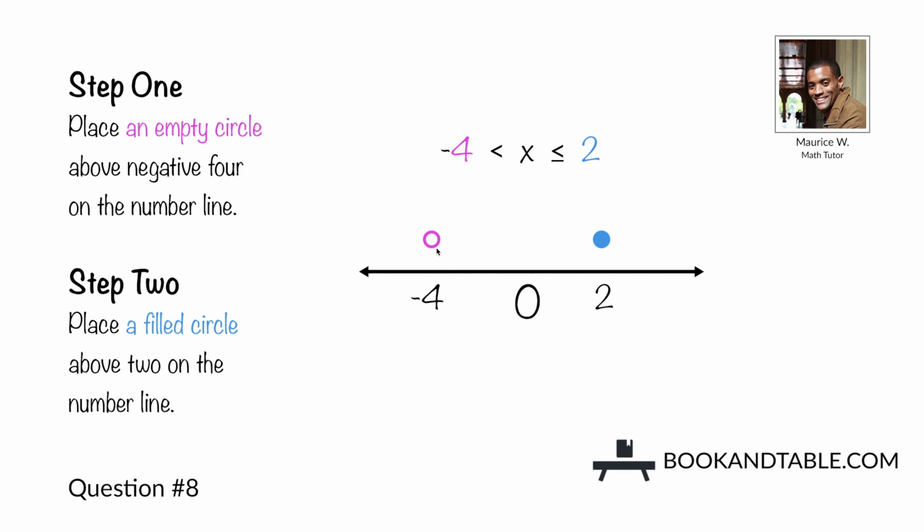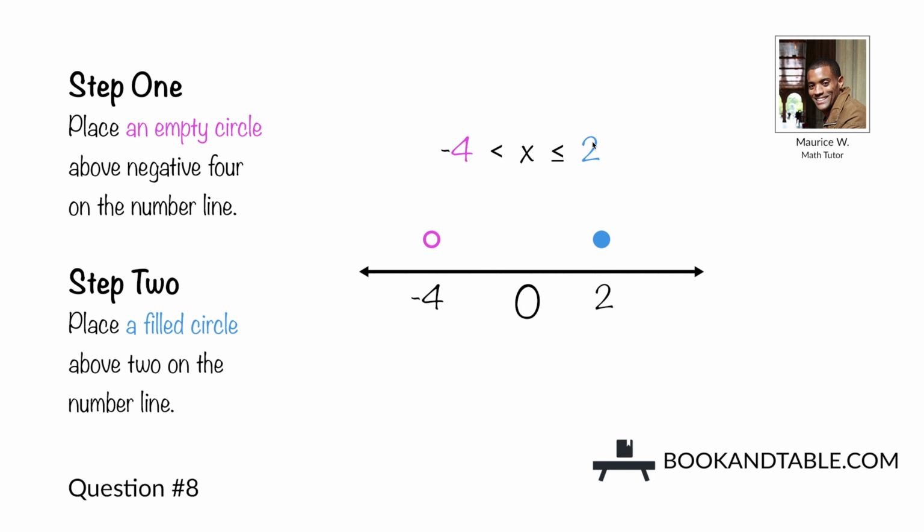Step 1. Place an empty circle above -4 on the number line. That's because -4 is the smallest value in our compound inequality, so we start furthest to the left. It is empty since it is less than, but does not equal or cannot equal -4. So we have an empty circle above -4.